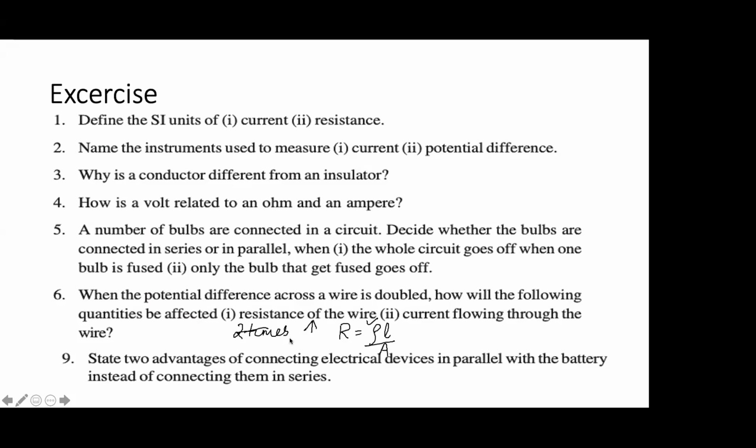Now current flowing through the wire. What will happen to current? If resistance increases, then you have to use this formula, V is equal to IR, or I is equal to V by R. If resistance increases, current will decrease, right? Yes, because resistance opposes the current.